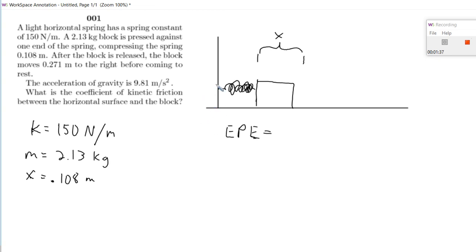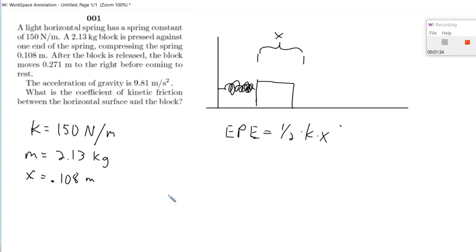Since we know how firm the spring is, it's got a spring constant of 150 newtons per meter, and since EPE is 1/2 times k times x squared, we actually have all the given information to be able to calculate our EPE. Now we'll do that in just a moment. What I want you to notice right now, though, is that we have some EPE stored in this. We don't have any other forms of energy present. It's not moving, so we have no kinetic energy. It's not elevated above a surface, so we have no gravitational potential energy. But we have some EPE stored.